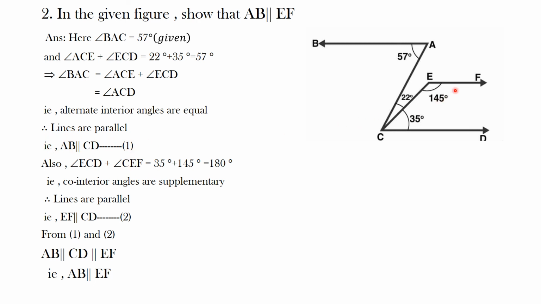Now we have angle ECD plus angle CEF is equal to 35 degree plus 145 degree, which is equal to 180 degree. If the co-interior angles add up to 180 degree, we can say the lines are parallel. So we have EF is parallel to CD. That is considered as equation number 2. Now from 1 and 2, we can say AB is parallel to CD and CD is parallel to EF, which implies AB is parallel to EF.